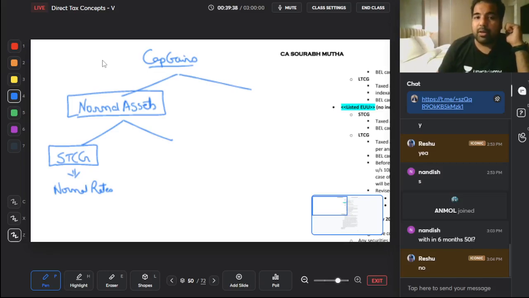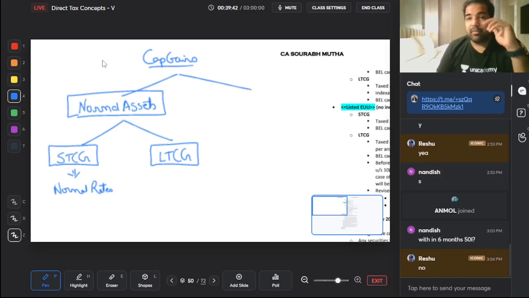But what if I make long-term capital gain? That same gold I buy today and I sell it after 10 years, then the government gets very happy because I've held it for really long. So they say first we will give you indexation. Guys, I hope you know indexation.